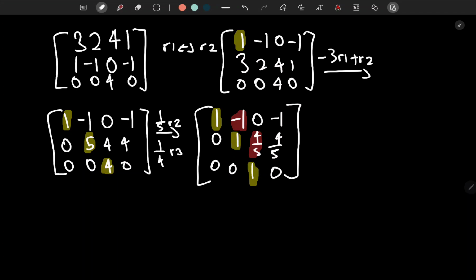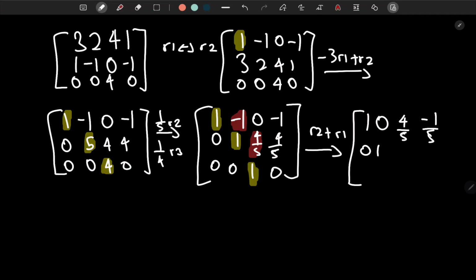So to convert it into RREF, we are going to do r2 plus r1 to get rid of this minus 1 above this one. Let's just do this first, not to complicate too much. I'm going to be left with 1, 0, and then here is going to be 4 over 5, and then minus 1 over 5, right? And then we have 0, 1, 4 over 5, 4 over 5, and then we have 0, 0, 1, 0.